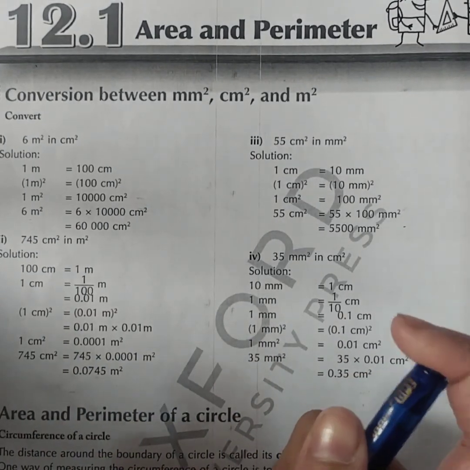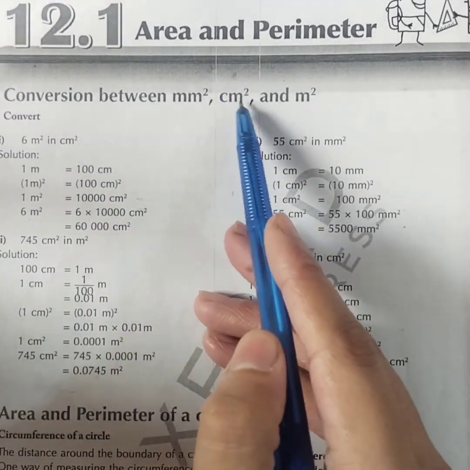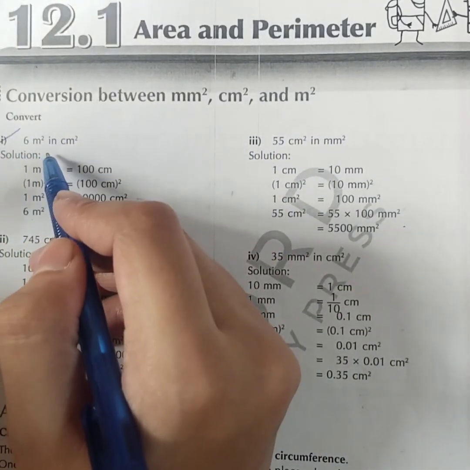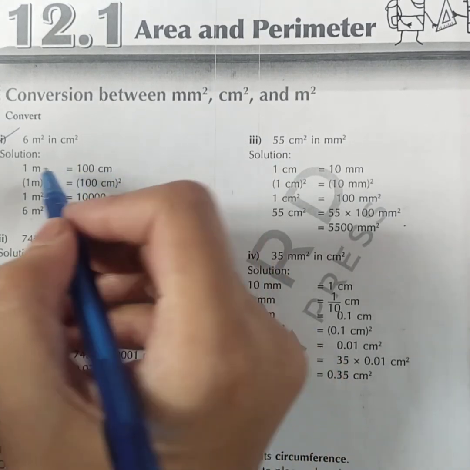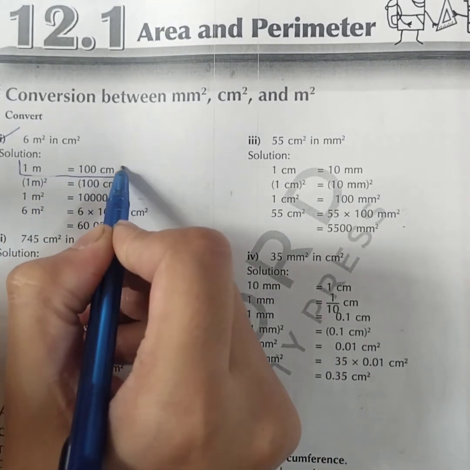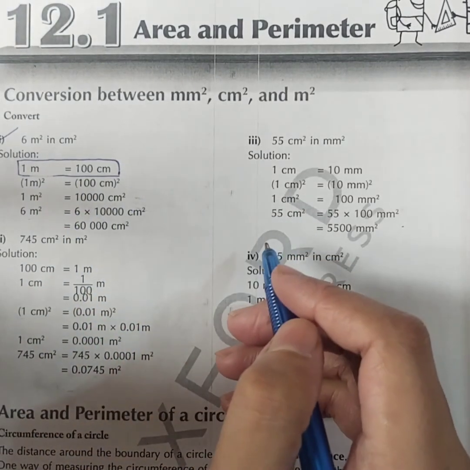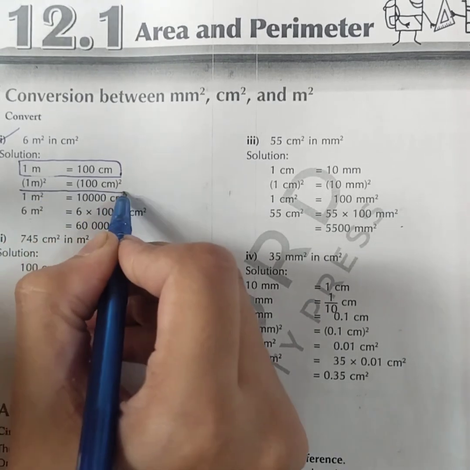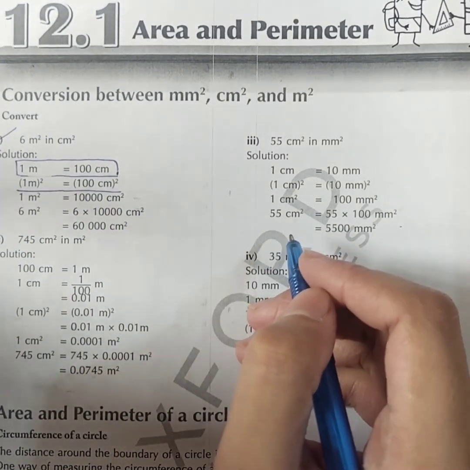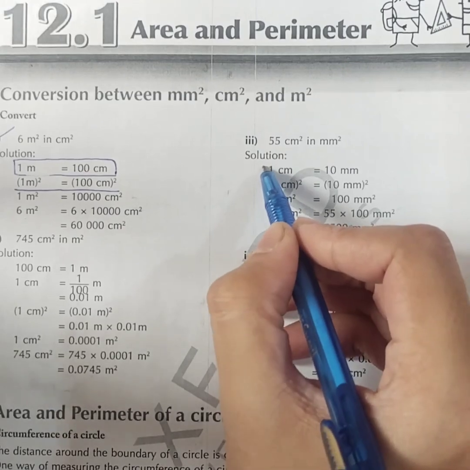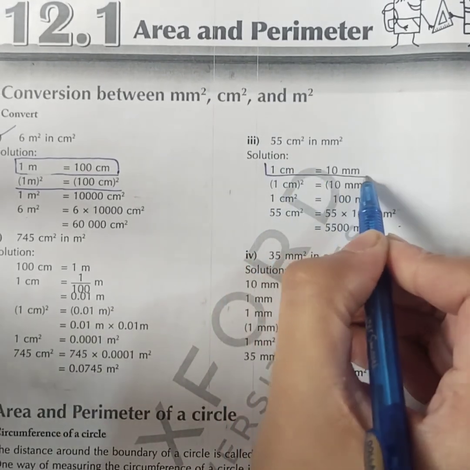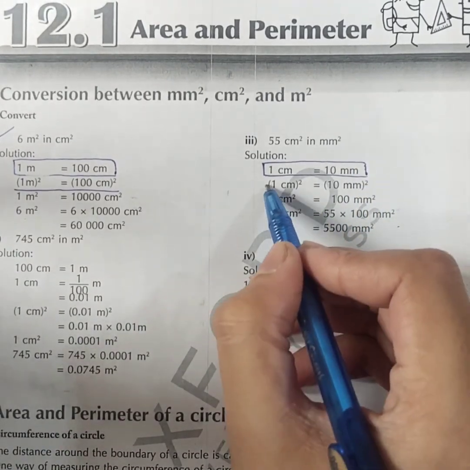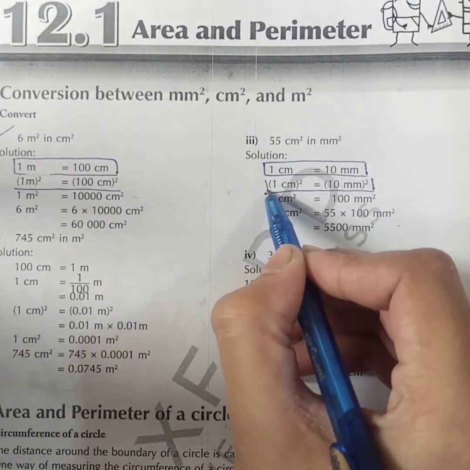First of all, here comes the conversion between millimeter square, centimeter square and meter square. Number one is convert 6 meter square into centimeter square. First of all you have to write: 1 meter is equal to 100 centimeter, and 1 meter square is equal to 100 centimeter square. Simple as that. Next thing you have to keep in mind is 1 centimeter is equal to 10 millimeter, and similarly 1 centimeter square is equal to 10 millimeter square.